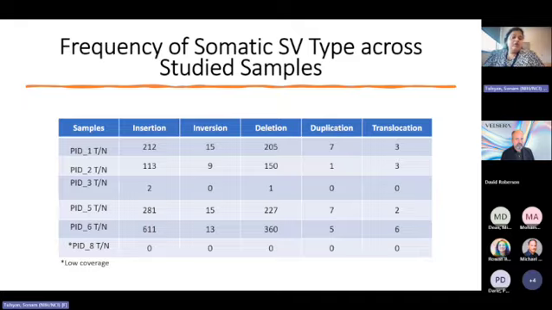So we filtered these germline and somatic variants, and this is the table which shows the frequency of somatic structural variants across our samples. And we found that most of the samples have insertion and deletion variants. Translocations, duplications, and inversions were very few. However, in one patient, we couldn't find any somatic structural variant, maybe because the coverage for this sample was very low.